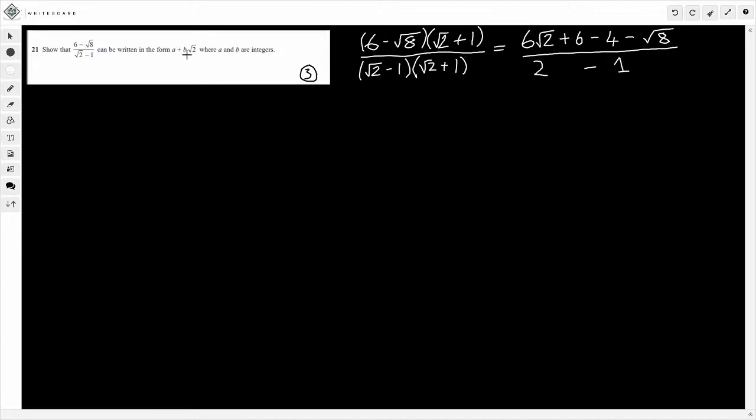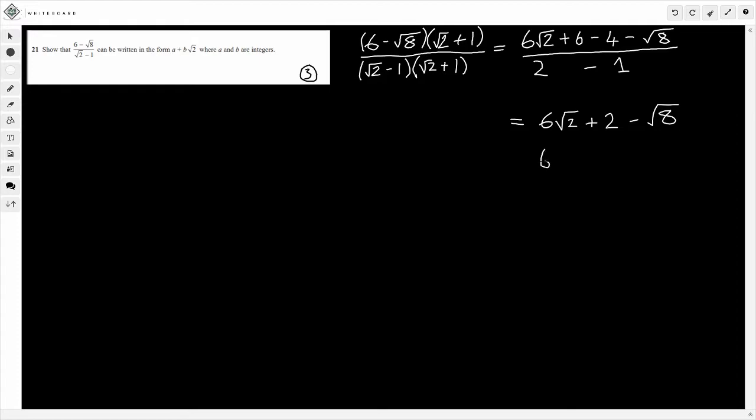So we need it in the form a plus b root 2. Here, we've got the denominator 1, so that's fine. That's just going to give us this line here. But we need to express this numerator in that style. So what have we got now? We've got 6 root 2 plus 2, so 6 minus 4 is 2, minus root 8. Now we're not quite in this form. We've got a root 2 and an integer on its own, but we've got this root 8. So can we get root 8 into the form of something root 2? Well, think about how we split the surds up and simplify them.